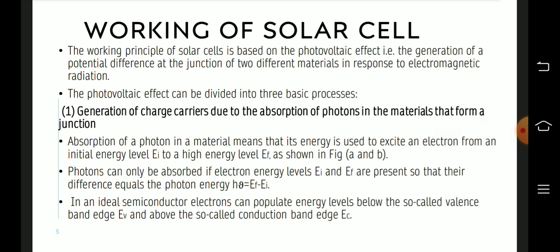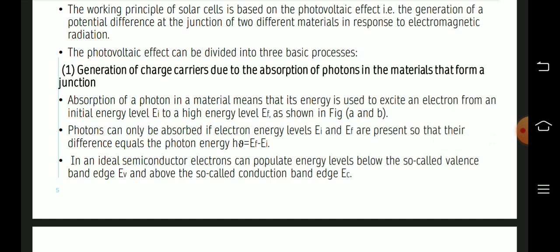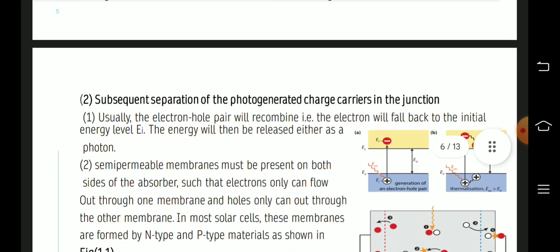We know that there are two energy levels, initial and final, and photons can only be absorbed if electron energy levels Ei and Ef are present such that their difference equals h nu. If their difference equals h nu, then the photon is absorbed and the electron jumps from the valence band to the conduction band. In an ideal semiconductor, electrons can populate energy levels below the so-called valence band and above the conduction band.